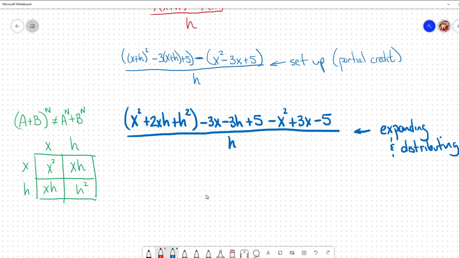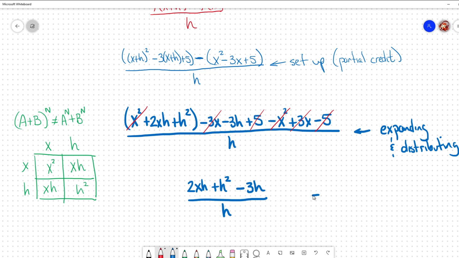Now we're going to see what terms we can cancel away. I already see, moving forward, the 5 and the negative 5, they're going to cancel. I see the negative 3x and positive 3x, they're going to cancel. I see a positive x squared and a negative x squared, they're going to cancel. So you see a lot of stuff is going to cancel away, which is beautiful. That's what I want. All right, so now what am I left with? We've got 2xh plus h squared minus 3h, all divided by h.